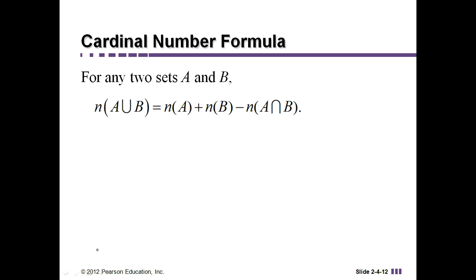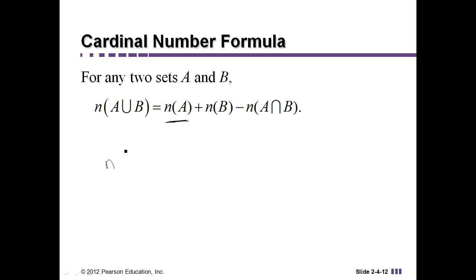Now the other thing to think about with this formula is that I can manipulate it and change it around. For example, if I wanted to figure out just the cardinal number of A, I could subtract the cardinal number of B and add the cardinal number of the intersection.